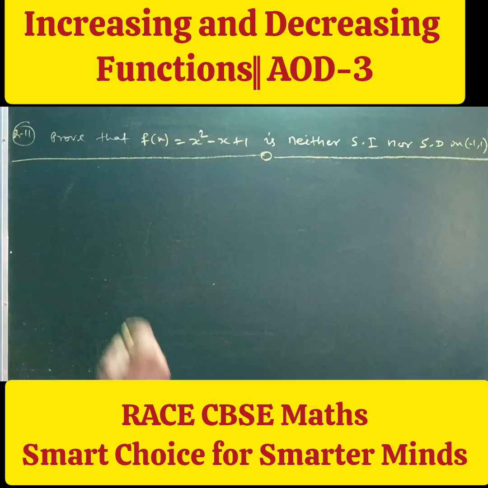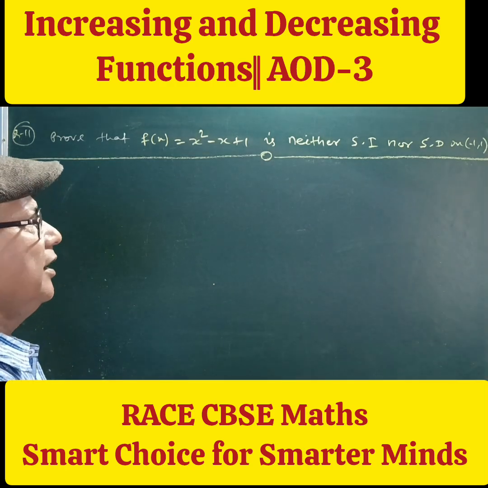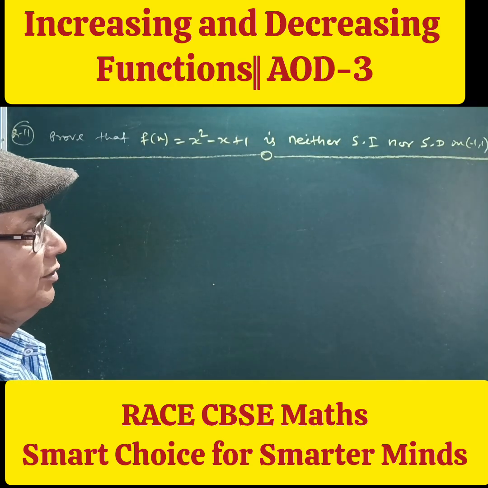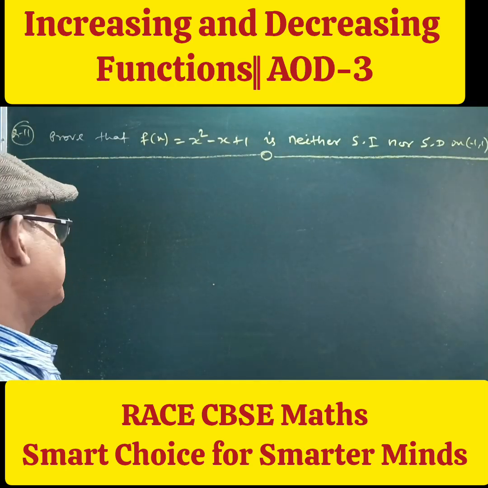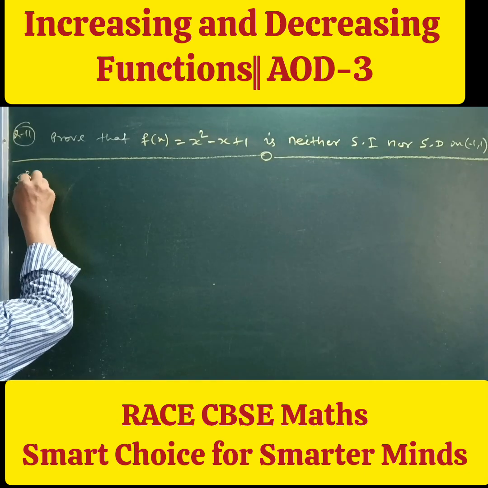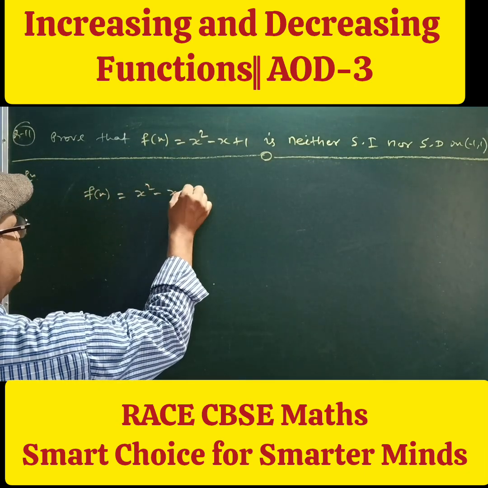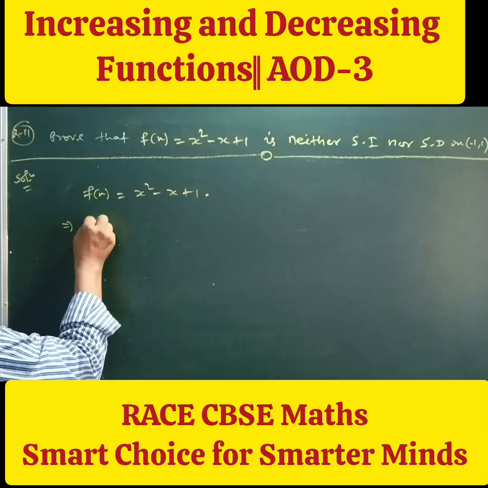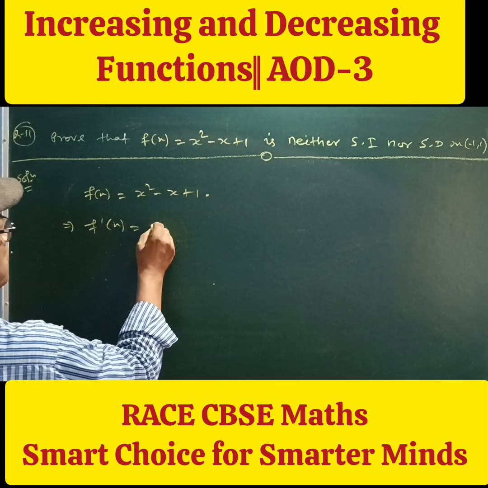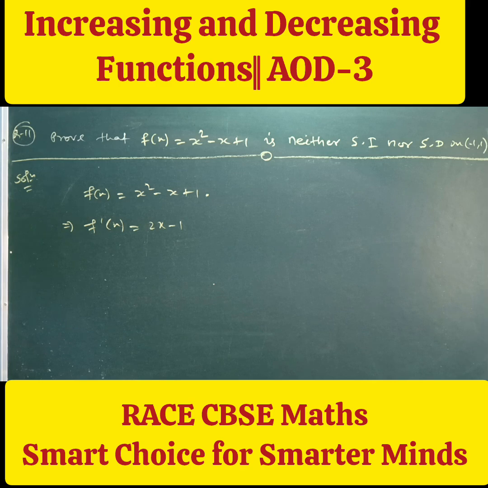Prove that f(x) equal to x square minus x plus 1 is neither strictly increasing nor strictly decreasing on minus 1 से 1. So here what you do, so this is देखो f(x) equal to x square minus x plus 1. So this is f dash x. F dash x is what? Now 2x minus 1. ठीक है, तो यार so this is 2x minus 1. तो ये क्या होगा, देखो 2x minus 1, ठीक है, ये दो रिजल्ट देगा.